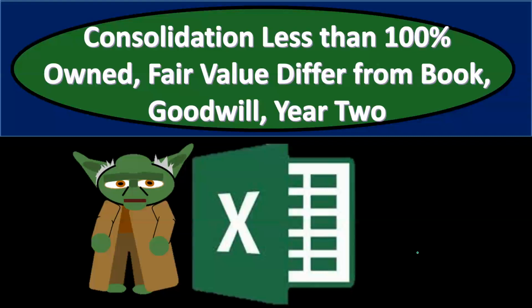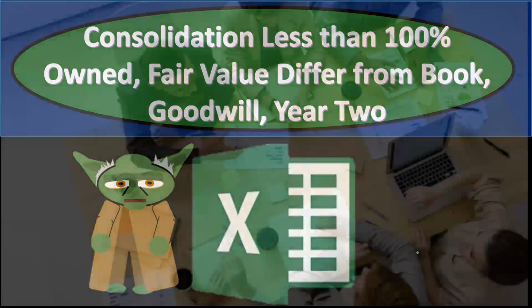The situation will be that it's going to be a less than 100% owned subsidiary. We're going to have a fair value versus book value difference. We'll be dealing with the goodwill calculation, and this is going to be year 2. So it's been 2 years since the point in time that the purchase took place, resulting in the controlling interest and the need for consolidations.